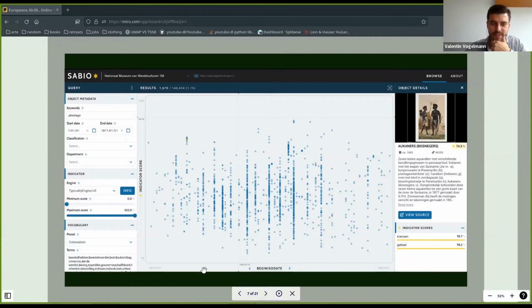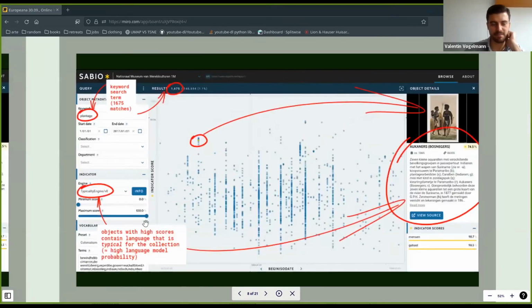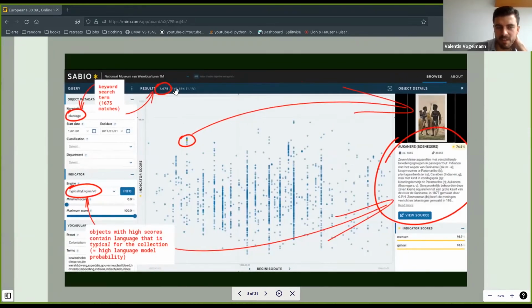What we have here is basically a subpart of the collection. Let me skip ahead because there's an annotated version. We had 140,000 objects in total. If you search for the word plantage, which means plantation in Dutch, you end up with roughly 1,500, 1,600 objects. And each dot in this graph is an object in the collection.